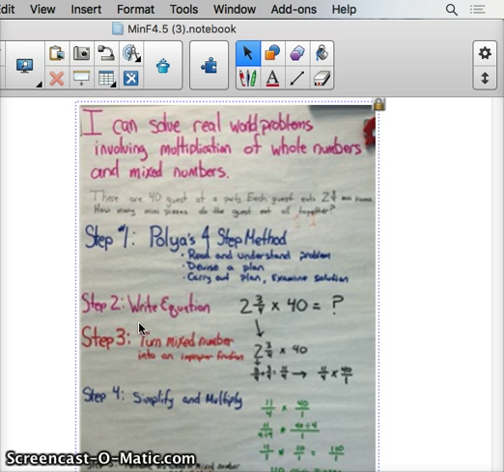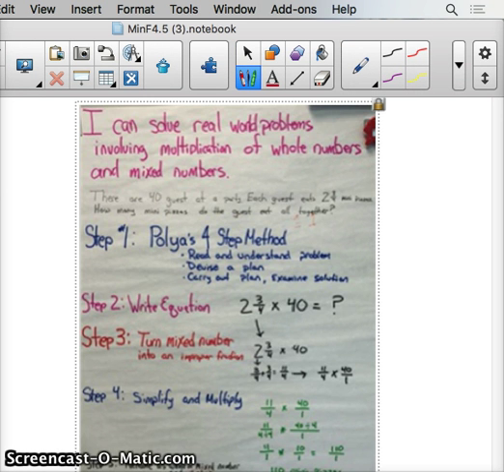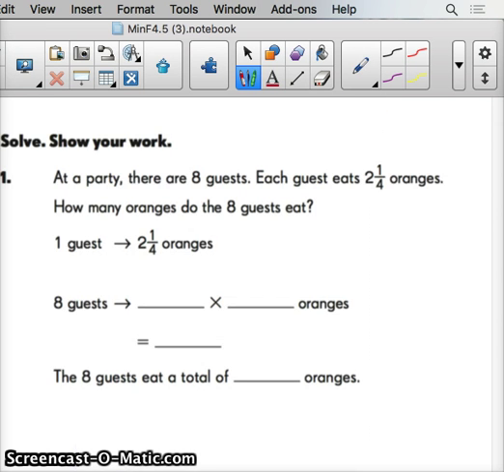Let's try one right now. This is your first problem in the lesson, and I'm going to read it out loud. At a party, there are 8 guests. Each guest ate 2 1/4 oranges. How many oranges did the 8 guests eat? Well, I like to write out my equation. Going back to my step 2, right here, I'm going to rewrite my equation, and that equation is going to be 2 1/4 times 8. That's how many people I have, and a question mark.